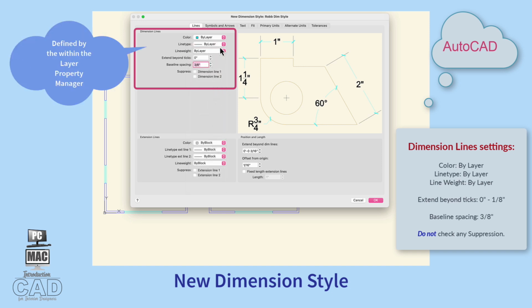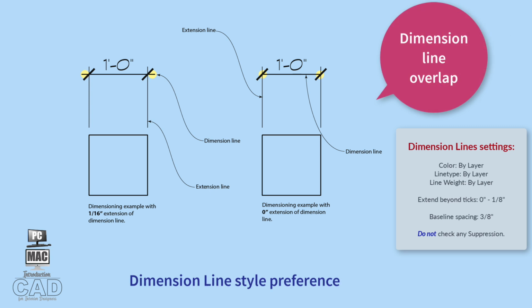We typically want the object color, line type, and line weight to be defined through the layer settings. The dimension line may extend beyond the tick marks. This is a matter of style preference. Let's take a hyper pause here to clear up what this setting means. In the left example, you can see that the dimension line extends beyond the extension lines by 1/16 of an inch. In the right example, the value is set to 0 inches so that the dimension line does not extend beyond the extension lines. This is a style preference among AutoCAD users that is up to you to choose. The vertical extension lines, however, should extend beyond the dimension line. We will look at that setting in a moment.